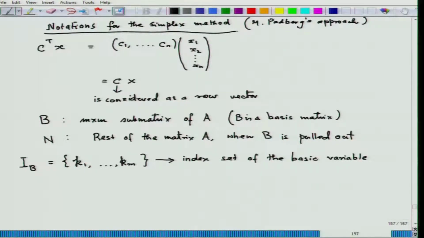Now, what does Ki symbolize? Ki is the original column which is now the ith column of B, the basis matrix.